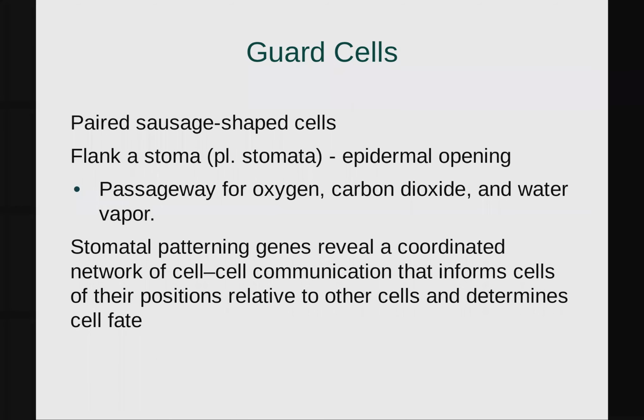So let's talk about some structures on the outer epidermal layer. The first is the guard cells, and as you'll notice, they look like sausage-shaped cells, or they look like really, really plump lips, as you'll see in a moment. But these flank the stoma. The plural for this is stomata, which are epidermal openings, which allow the passageway for oxygen, carbon dioxide, and water.